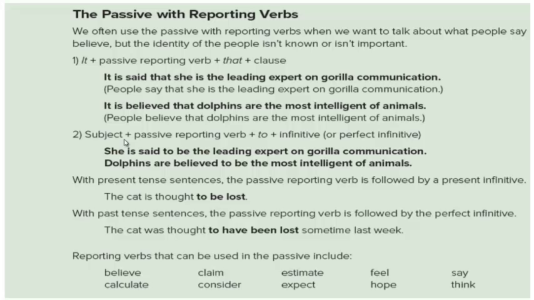Dolphins are believed to be the most intelligent of all animals. With present tense sentences, the passive reporting verb is followed by a present infinitive, that is to plus the verb infinitive. The cat is thought to be lost. With past tense sentences, rather, the passive reporting verb is followed by the perfect infinitive, that is, to have and the past participle. The cat was thought to have been lost sometime last week. Reporting verbs that can be used in the passive include believe, calculate, claim, consider, estimate, expect, feel, hope, say, and think.